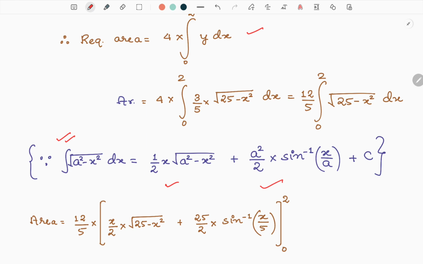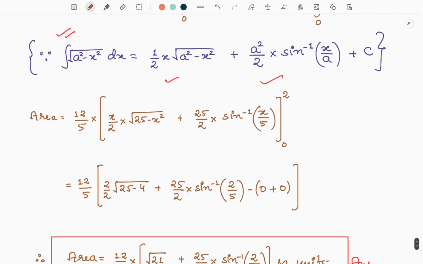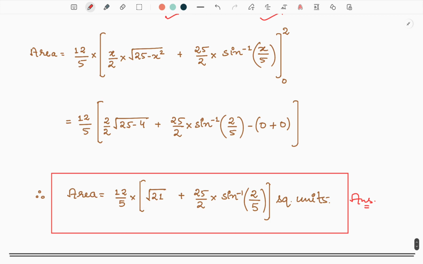Since it is a definite integration, you will not get c. Now when you put in the values 0 and 2 and simplify the equation, you will get the area as 12 by 5 in brackets, under root 21 plus 25 by 2 sine inverse 2 by 5 square units. Okay, so this completes section D of the question paper.